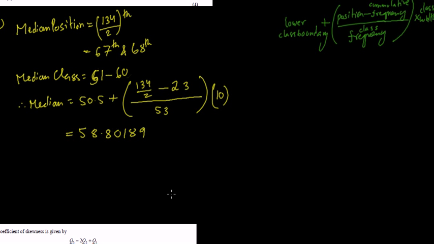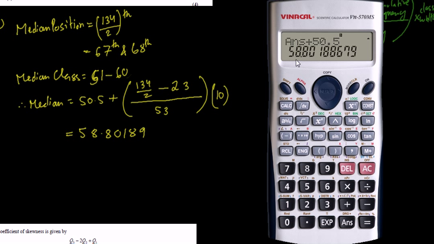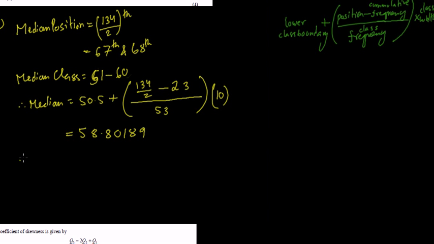58.80189. Five decimal places is a good idea. Always double check whether I have done it correctly or not. Okay, this is done. The next one is Q1.